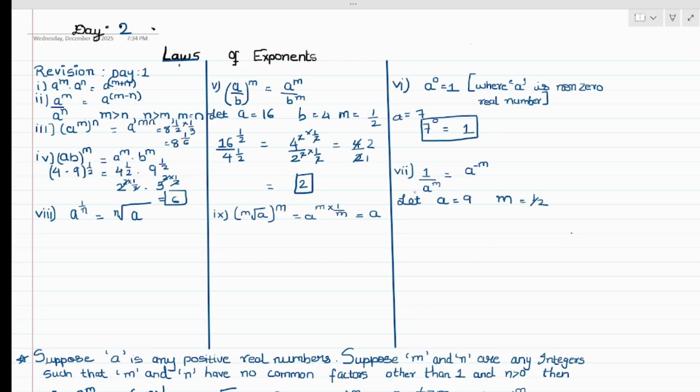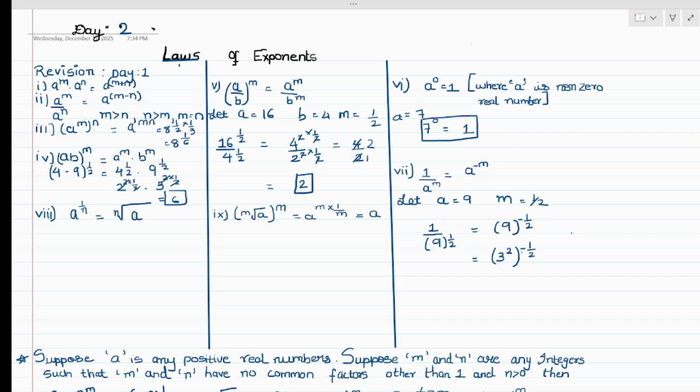Okay. Now substituting my value, 1 upon 9 raised to 1 by 2. As my rule says, I will change my denominator to numerator. As soon as I change my denominator to numerator, what will get changed? My power will get a negative sign. Clear? Now what is 9? So 9 is the perfect square of 3. So I can write it as 3 square raised to minus 1 by 2.